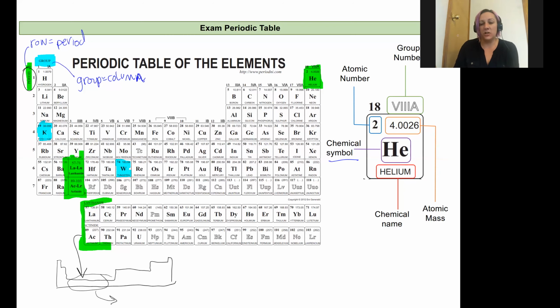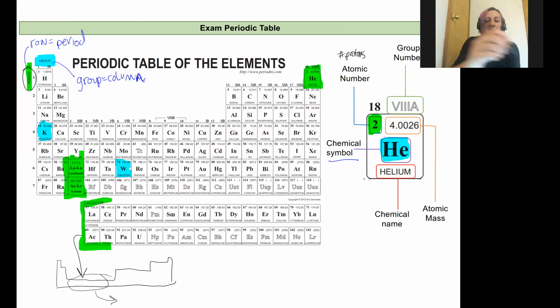But you'll always have this chemical symbol, and you'll always have the atomic number, usually in the upper left-hand corner. It might also be center or at the bottom. This atomic number here tells you the number of protons that are in the element.